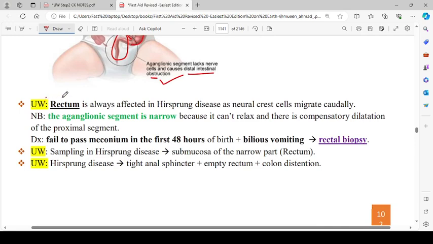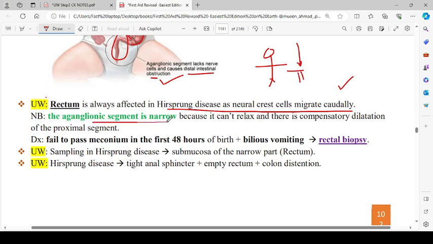Then another UWorld point is that the rectum is always affected in Hirschsprung disease as the neural crest cells migrate caudally. So if this is a hypothetical picture of a child, neural crest cells start descending downwards. So if there is a problem in this descending pathway, the most distal portion, the rectum, is the one to be left uninnervated. So the rectum will always be involved in Hirschsprung disease.